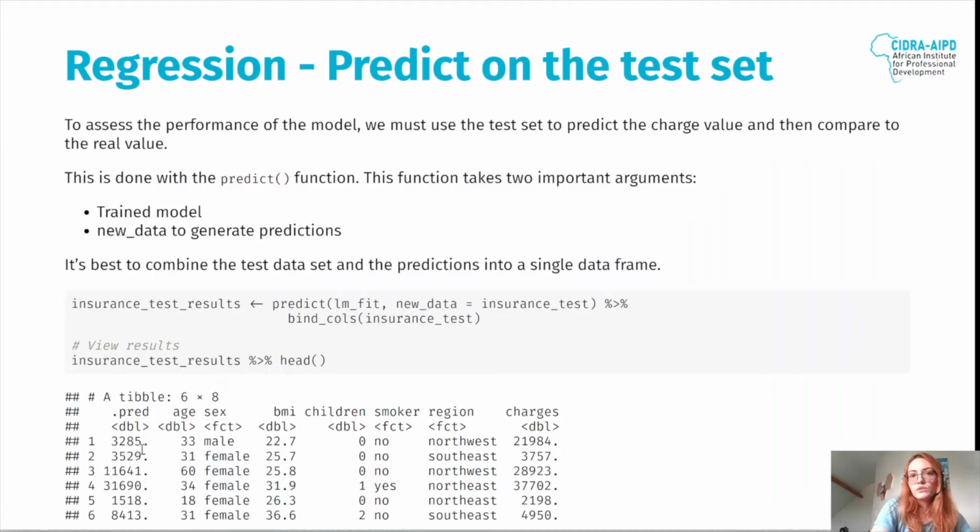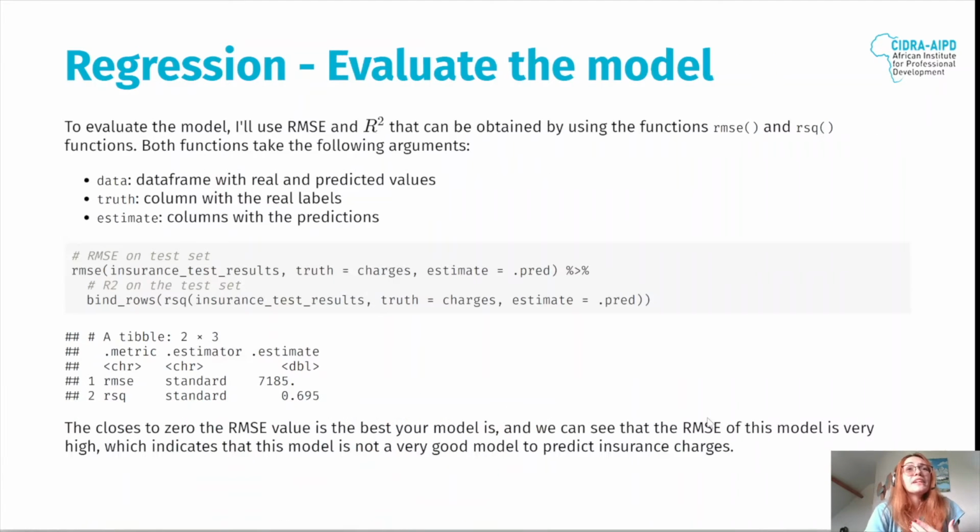So you can see here that what you've done is adding the prediction column to the insurance test as predict. We can see from this example here that we are pretty far away, right? 3,000 against 21,000. Not very good. But now what we can actually do is evaluate the model to see how good it was. To evaluate the model, I'm going to use RMSE and R2 that are obtained by using the functions rmse and rsq. So both functions take the same arguments. You need the data frame with the real and predicted values. That is the one that we just created, the insurance test results. You need the truth. That is the column with the real labels.